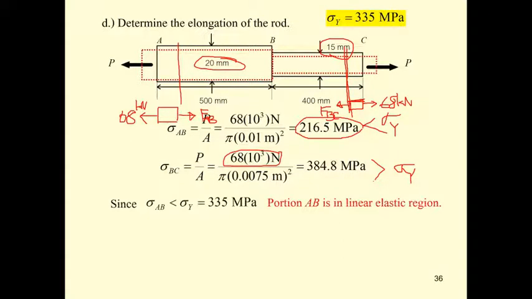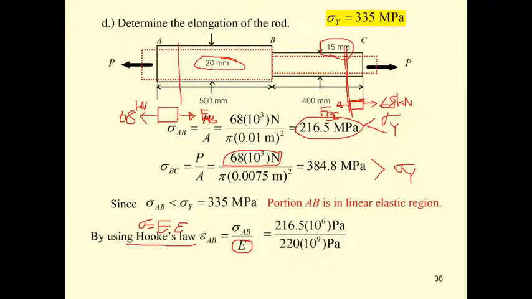Since AB is in the linear elastic behavior, the strain can be computed using Hooke's law. Hooke's law: sigma equals E epsilon. So epsilon is sigma divided by E. The E we have is 220 gigapascal, so it's 220 times 10 power 9 pascal. And stress is 216.5 times 10 power 6. So this is cut and this is reduced to 10 power 3.